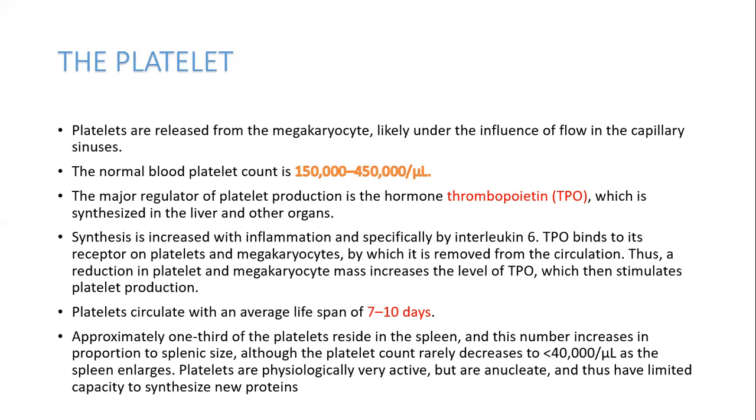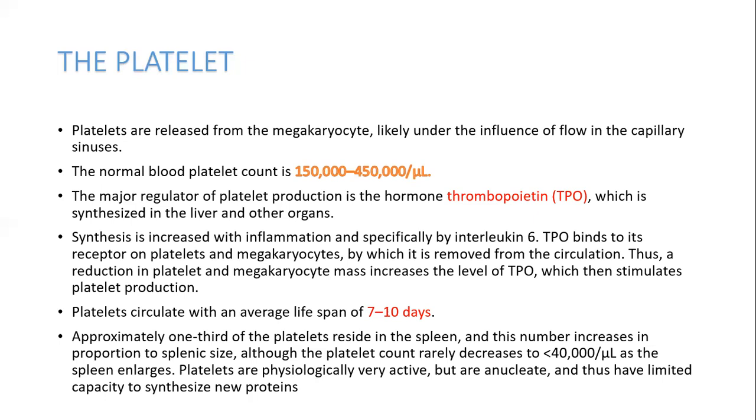Synthesis is increased with inflammation and specifically by interleukin 6. The thrombopoietin hormone binds to its receptor on platelets and megakaryocytes, by which it is removed from the circulation. Thus, a reduction in platelet and megakaryocyte mass increases the level of TPO, which then stimulates platelet production. The average lifespan of platelets in circulation is between 7 to 10 days.